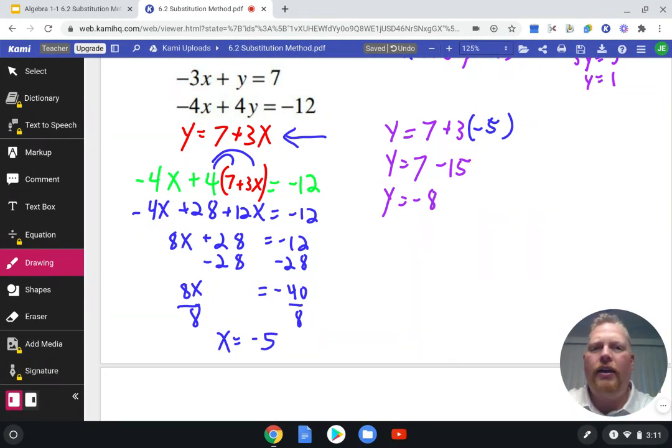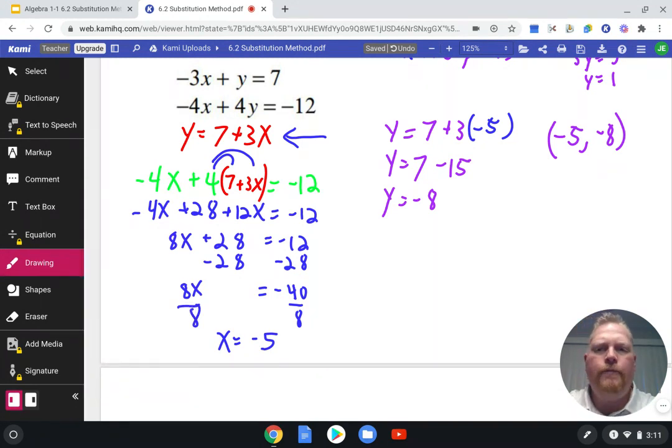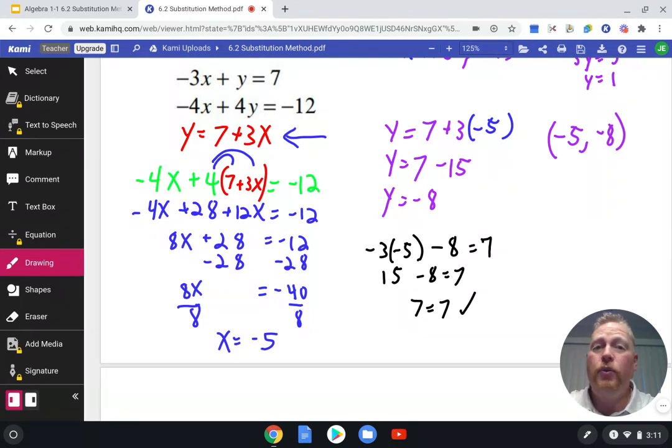Now, just to double check, make sure that I got this answer right, which the answer is negative 5, negative 8. I can go ahead and take that coordinate and plug it into both equations and just make sure it's right. So let me use a different color for this. Let's go with black. So if I plug it in the first equation, I get negative 3 times negative 5 plus y, so plus negative 8. So 15 minus 8 equals 7. 7 equals 7. It works in the first equation.